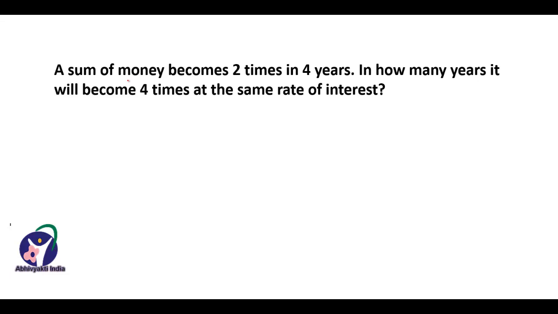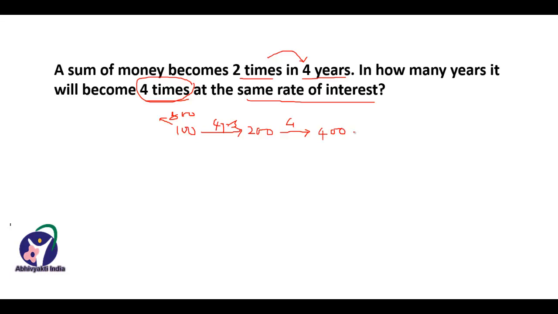The next question is: a sum of money becomes 2 times in 4 years. In how many years will it become 8 times at the same rate of interest? Here a principal becomes 2 times in 4 years, and it is asked in how many years it will become 8 times. So first let the principal be rupees 100. In the first 4 years it will become 200 rupees. Now we have to find 8 times, so it should become 800 rupees. In the next 4 years this will get doubled and it will become 400, and in the next 4 years it will become doubled, and so it will be 800 rupees. So 100 rupees will become 800 rupees in 4 plus 4 plus 4, that is 12 years.